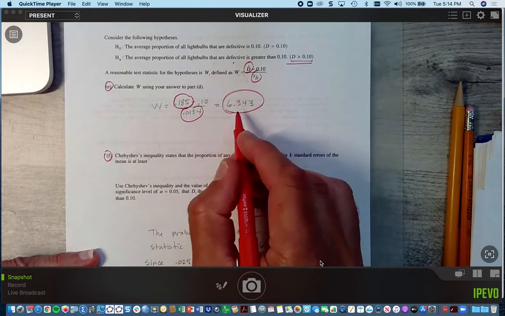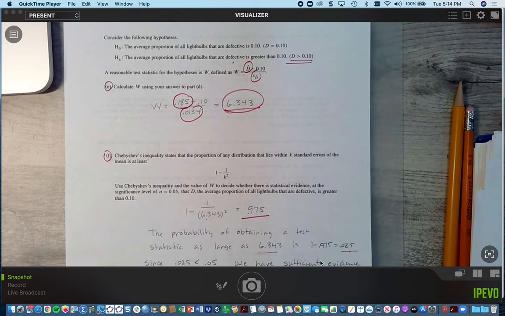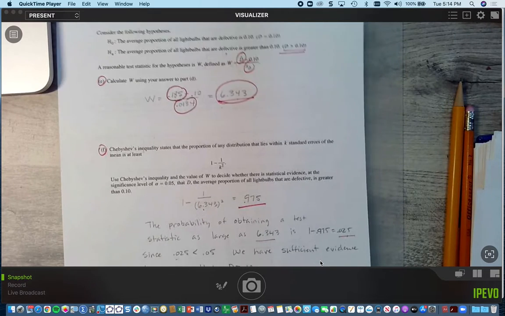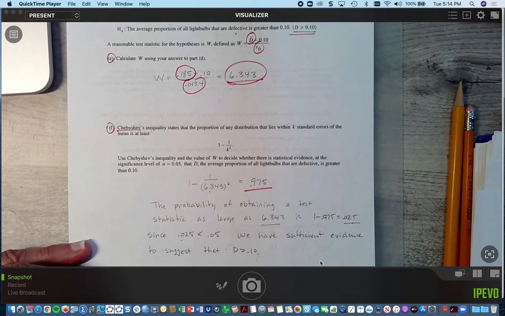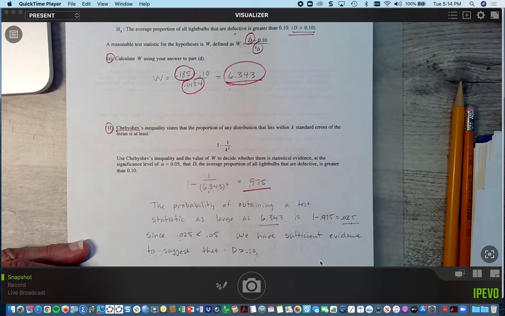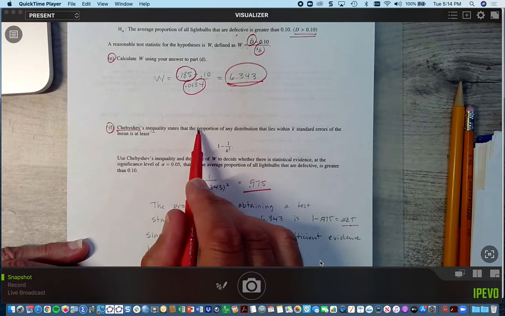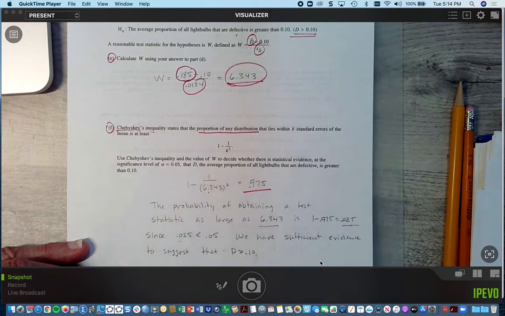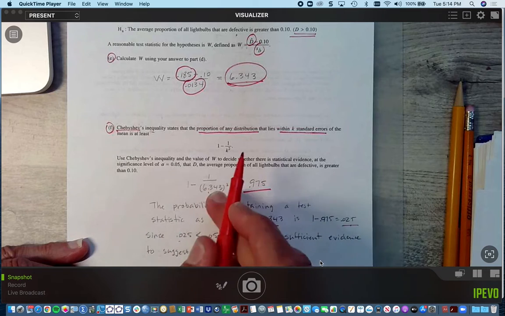Okay, and so we end up with this is 6.343, and that is a number of standard errors away from the mean. Then we run into this thing, Chebyshev's inequality. This is something that I don't see in very many current textbooks. It's not something that you should be thinking, oh, I got to go back and learn about Chebyshev's inequality. You don't have to do that, because they're going to give you enough information to tell you what it says. And it's saying that this inequality states that the proportion of any distribution that lies within k standard errors of the mean is at least this number.